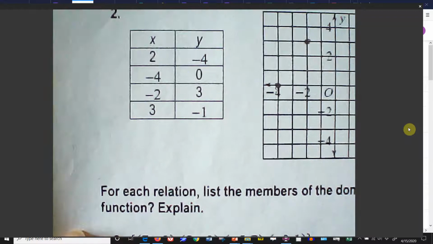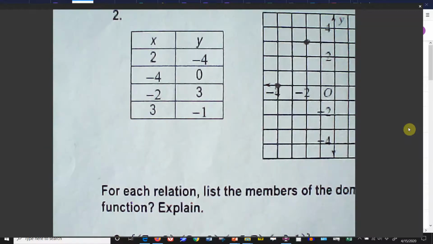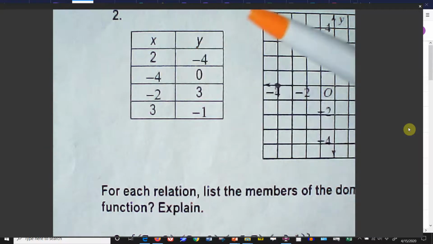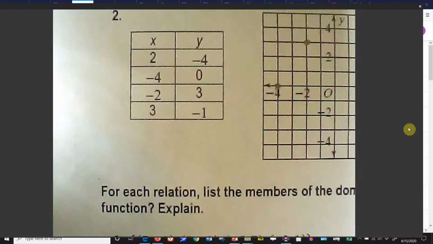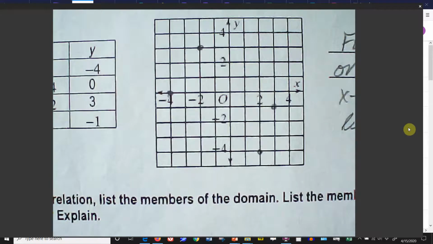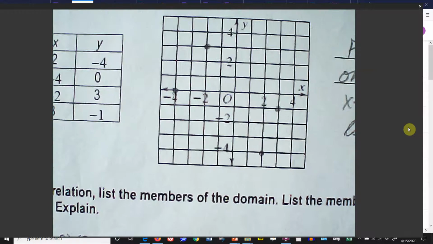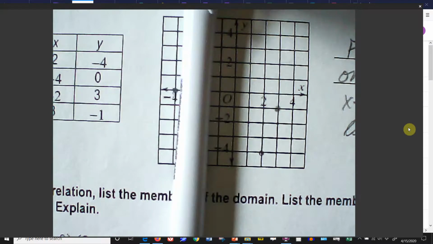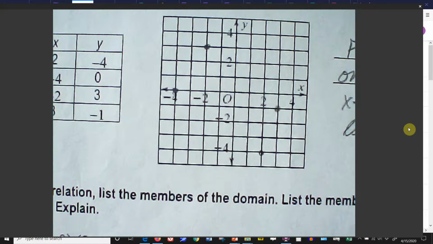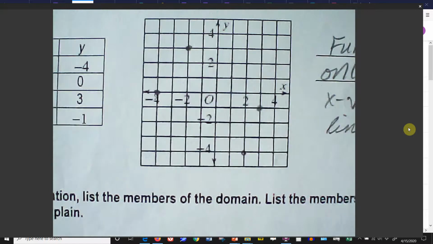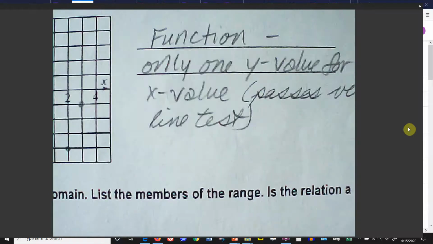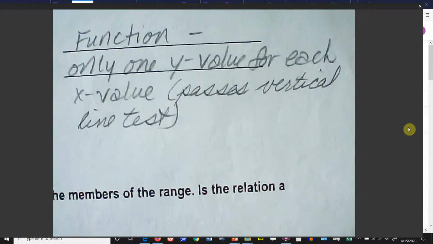Number two, here's our points. So we graph those points, remembering that first you go left or right, then you go up or down, right? And we'll have more of that in the next lesson. So here's our points. So you come across it with a vertical line, sometimes called a pen or pencil or something like that. Okay, never passed through more than one at a time, right? So it does pass the vertical line test. It is a function, and there's only one y value for every x value, so it works.